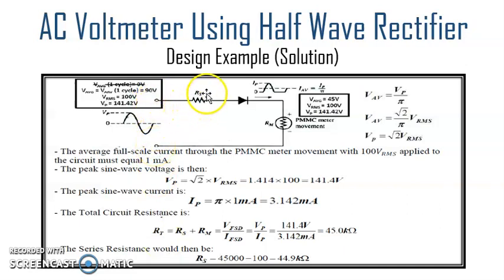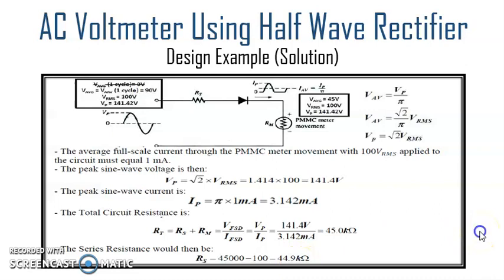So we intend to determine the value of RS. In order to determine the value of RS, we must subtract the value of RM from RT. So this is done here, that is RS is equal to RT, that is 45k minus 100 ohms, and it comes out to be 44.9 kilo ohm. So if you intend to construct an AC voltmeter using half wave rectifier for a voltage equal to 100 volt RMS with a PMMC having IFSD equal to 1 milliampere and internal resistance 100 ohms, you must keep the value of RS equal to 44.9 kilo ohm.